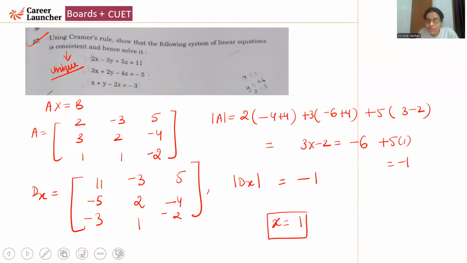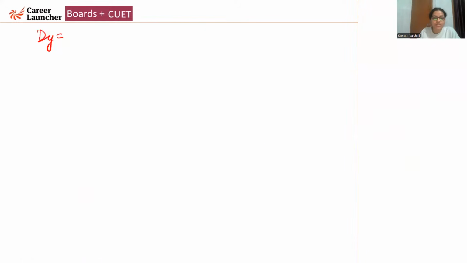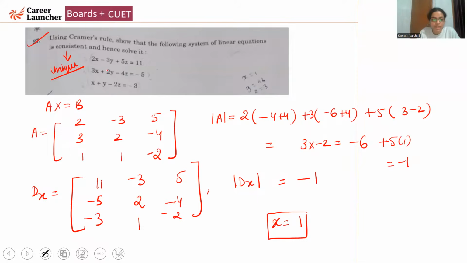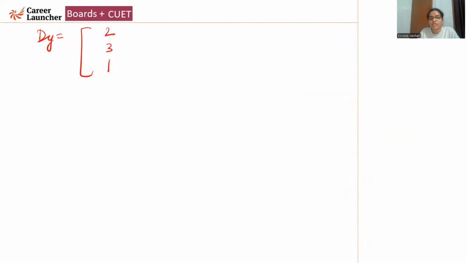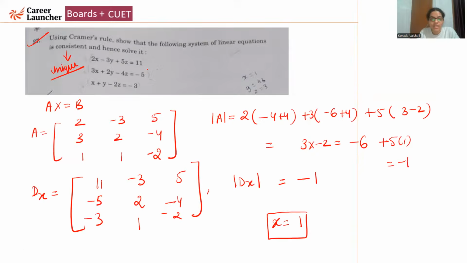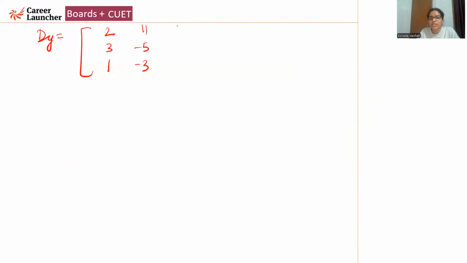So I'm going to replace the second column with the B matrix. So it is going to be 2, 3, 1. And what is B? 11 minus 5 and minus 3. And the last column is 5 minus 4 and minus 2. So let's calculate the value of Dy, and again we will come back. So this gives us the determinant as -2, and the moment you are going to divide this with the determinant of the original matrix, y की value 2 आ जाएगी.